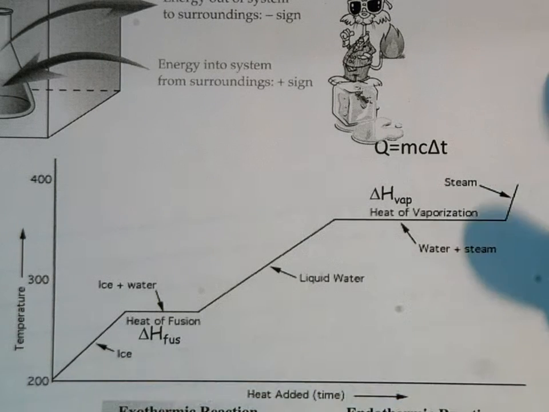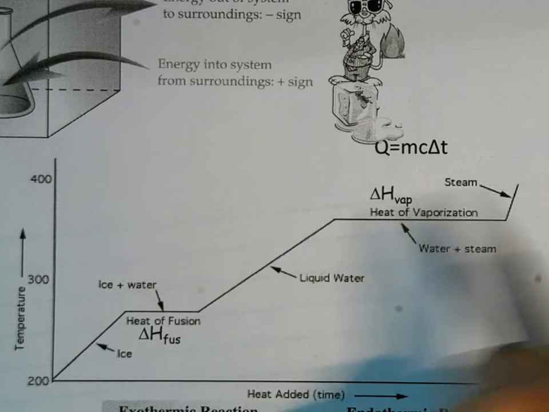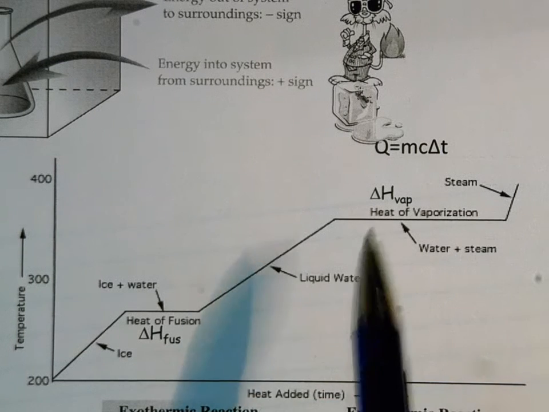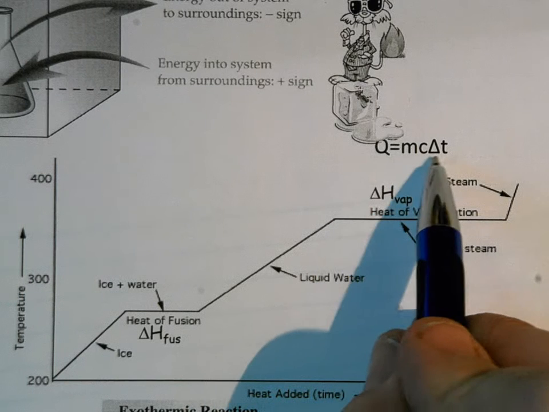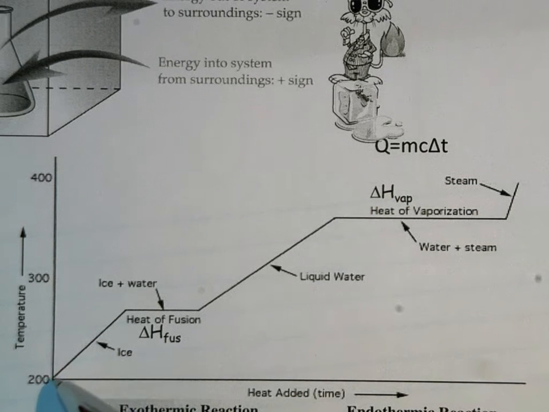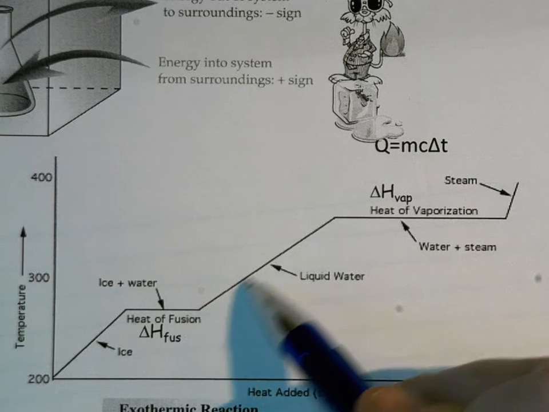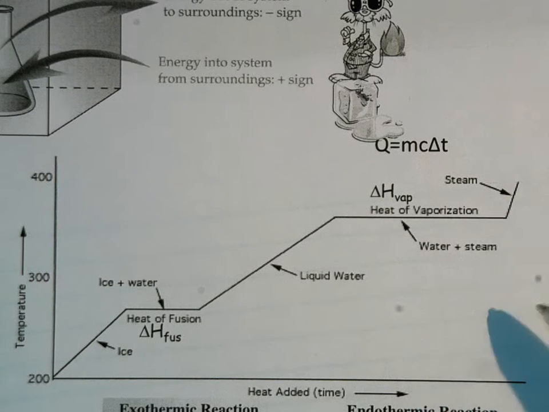Now, what's with all this? On this graph, any place we have these little angles right here, we have a delta T, a change in temperature, and that's where we use Q equals MC delta T. We can use this equation when a solid is warming up or cooling down, when a liquid is warming up or cooling down, or when steam is getting hotter or cooling down.